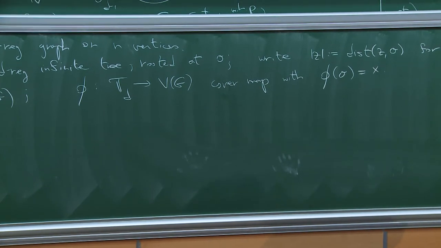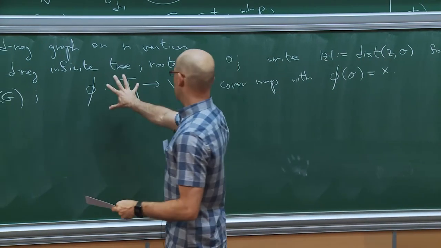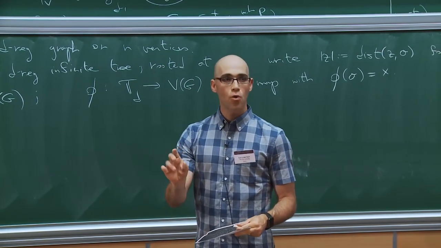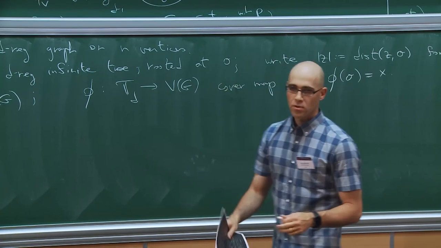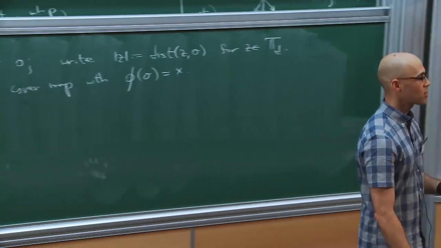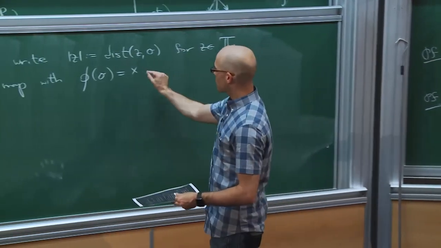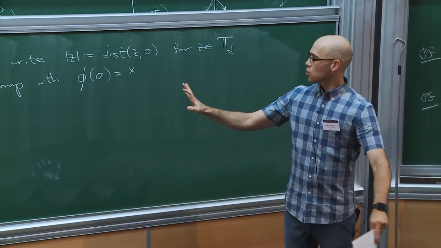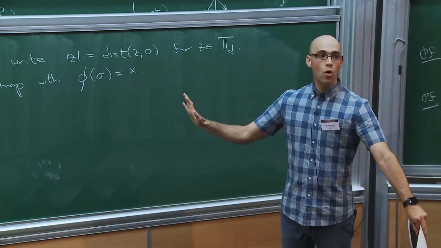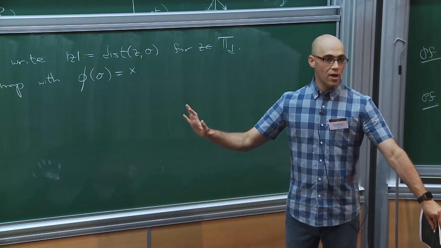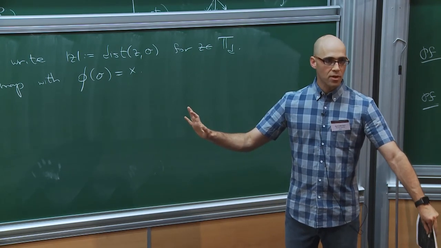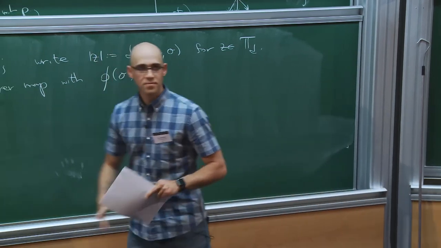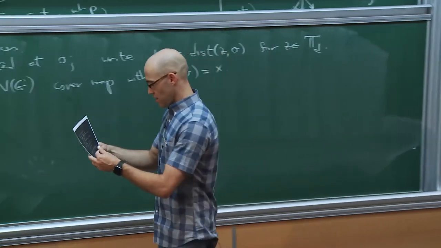So to remind you, this is a map that is locally bijective. Or equivalently, you can think of it as saying you start from x and now you're looking at all possible non-backtracking random walks on your G, and these correspond to T_D. Or you can just think of it this way.